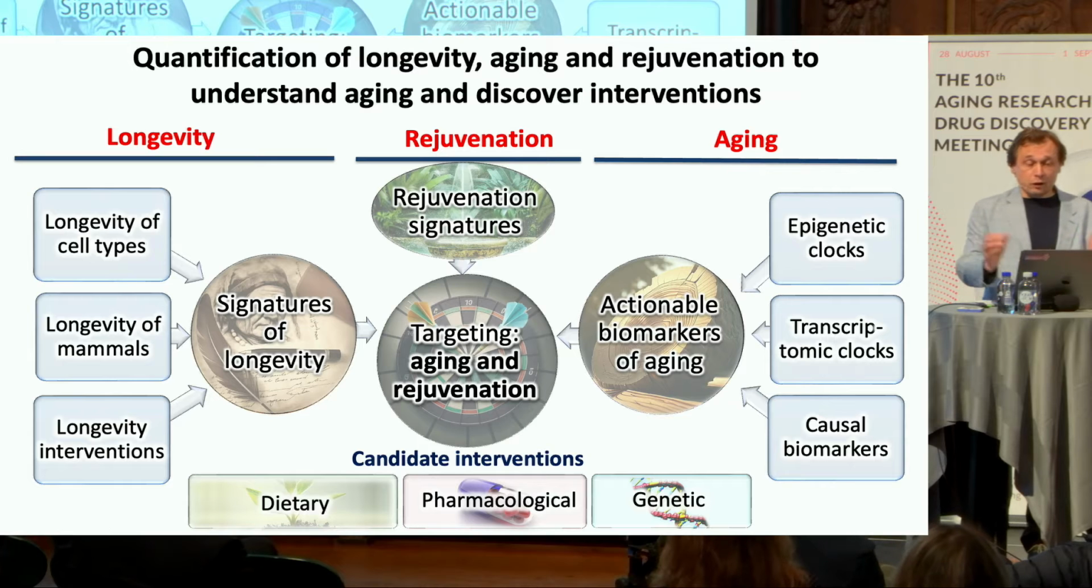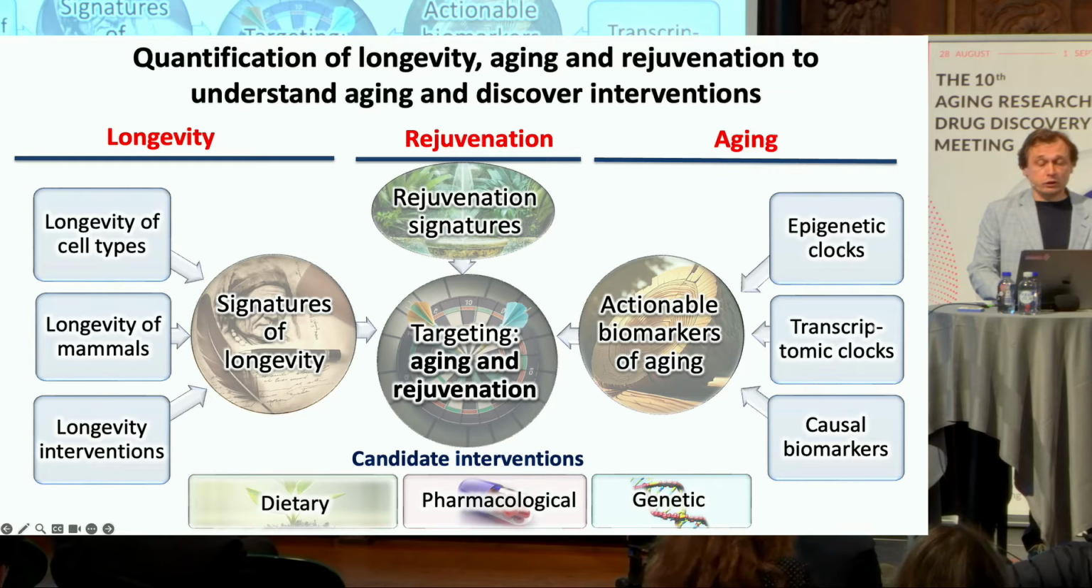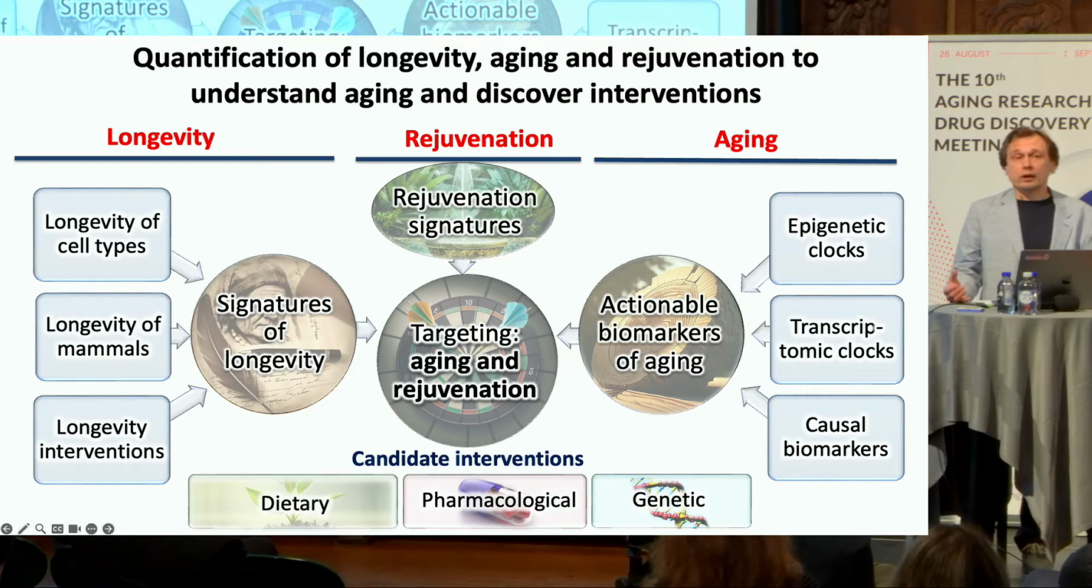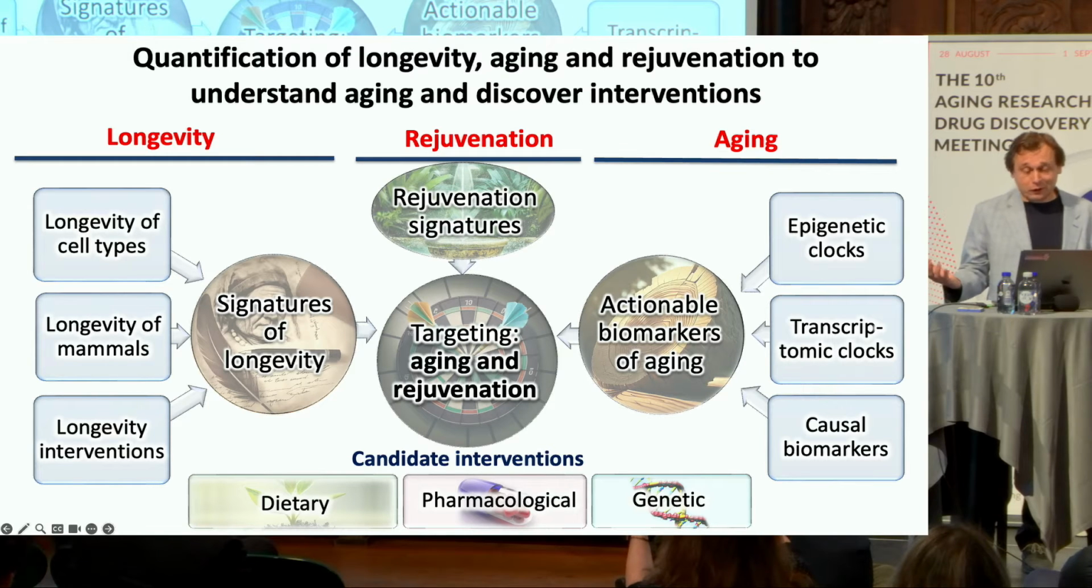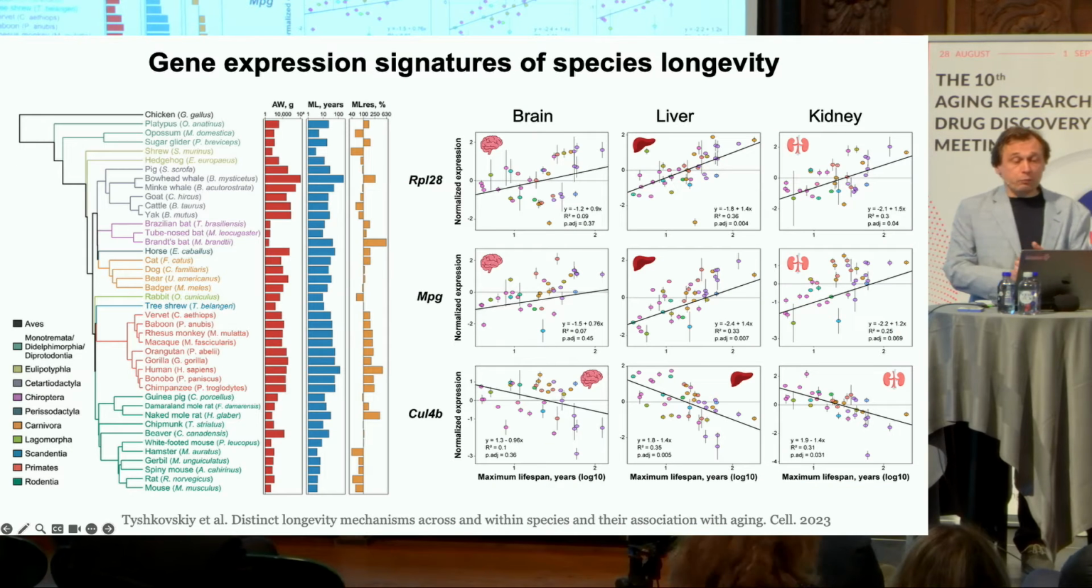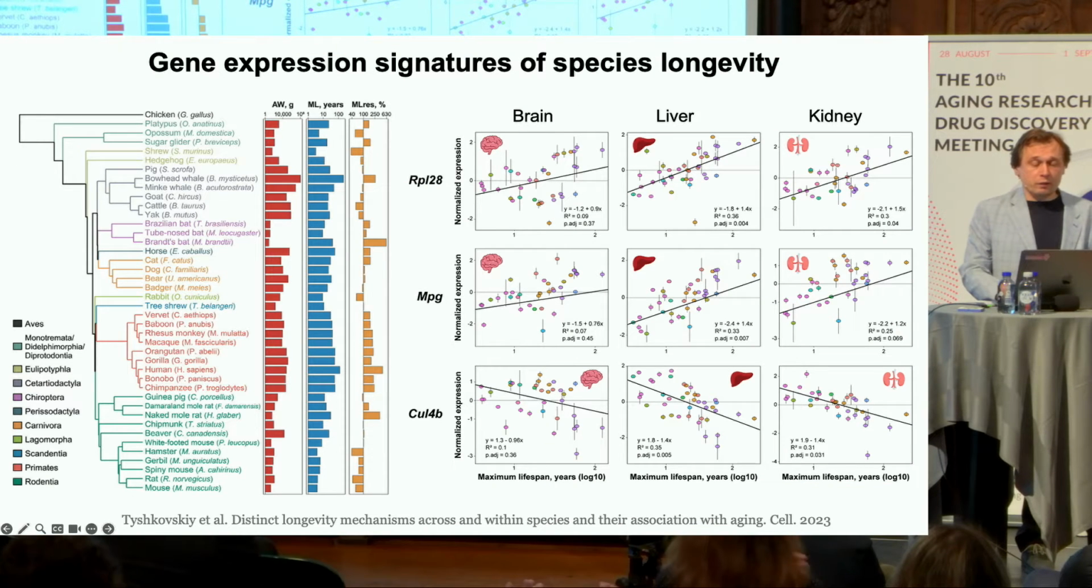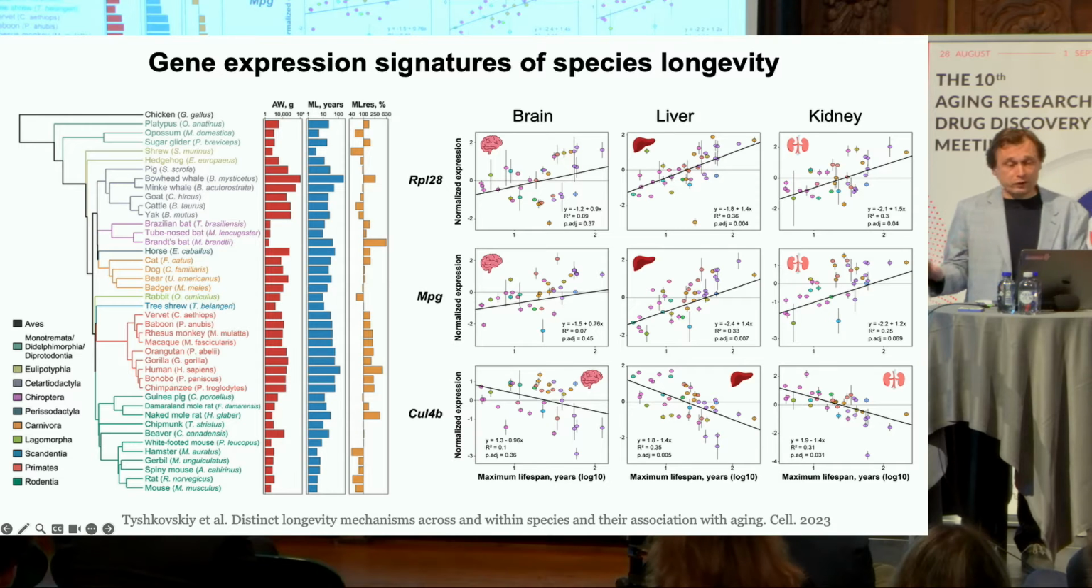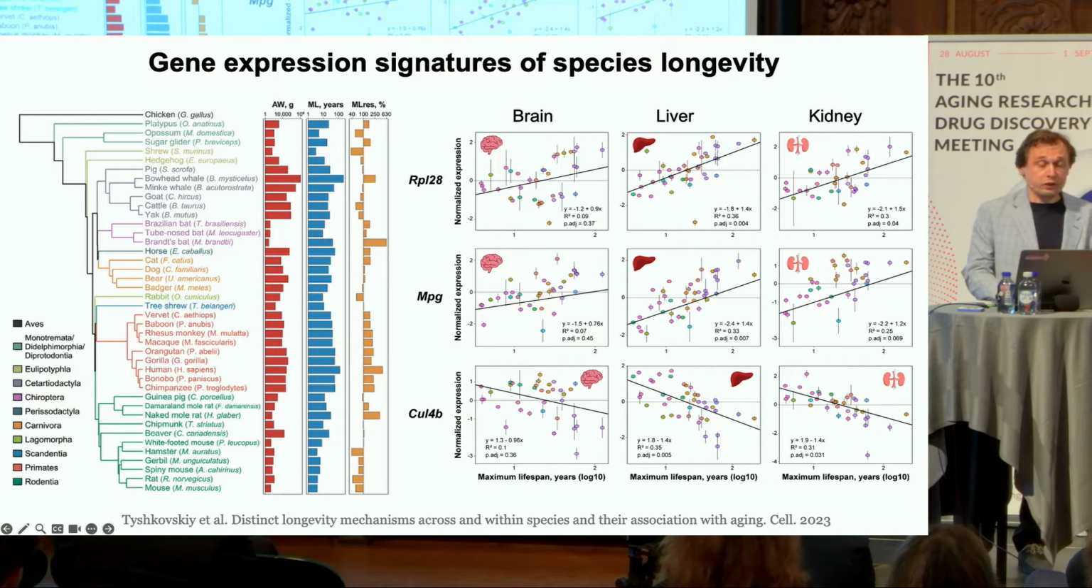A combination of these 3 factors allows us to target aging and also rejuvenation. Currently, this is at the level of dietary, pharmacological, and genetic interventions, but more and more at the systemic level, where we could perhaps in the future achieve more radical changes in lifespan. So we recently published this paper where we analyzed gene expression across species. There have been 41 species of mammals profiled at 3 organs, brain, liver, and kidney, with multiple representatives, so it's a very large omics data set.